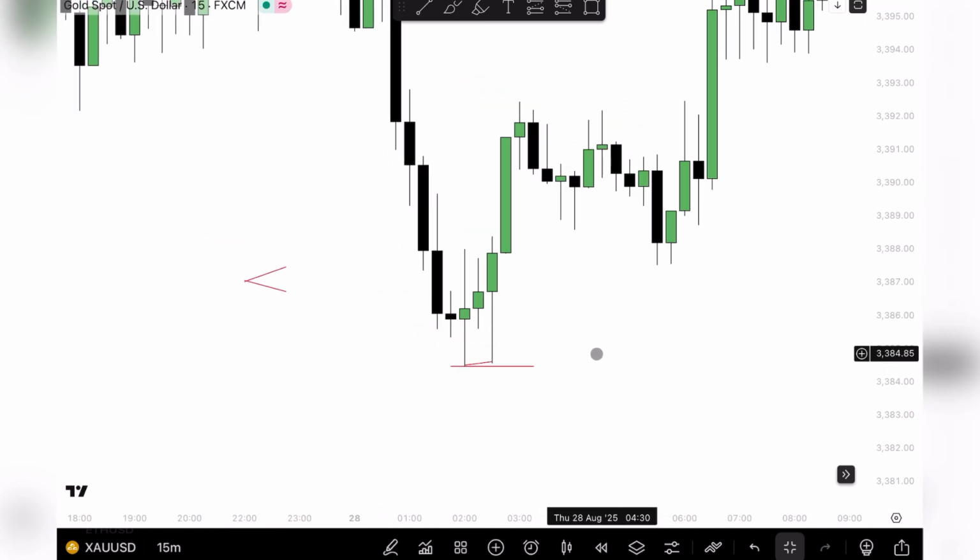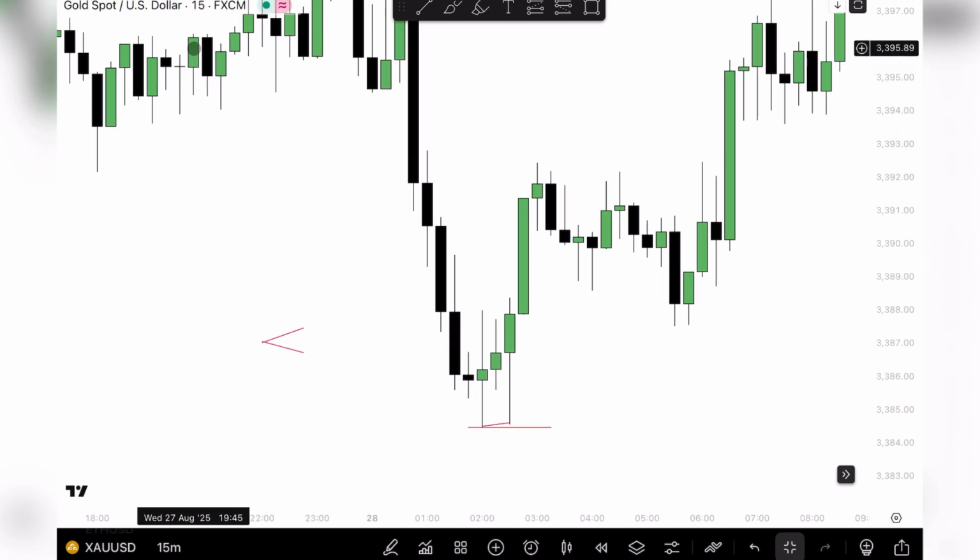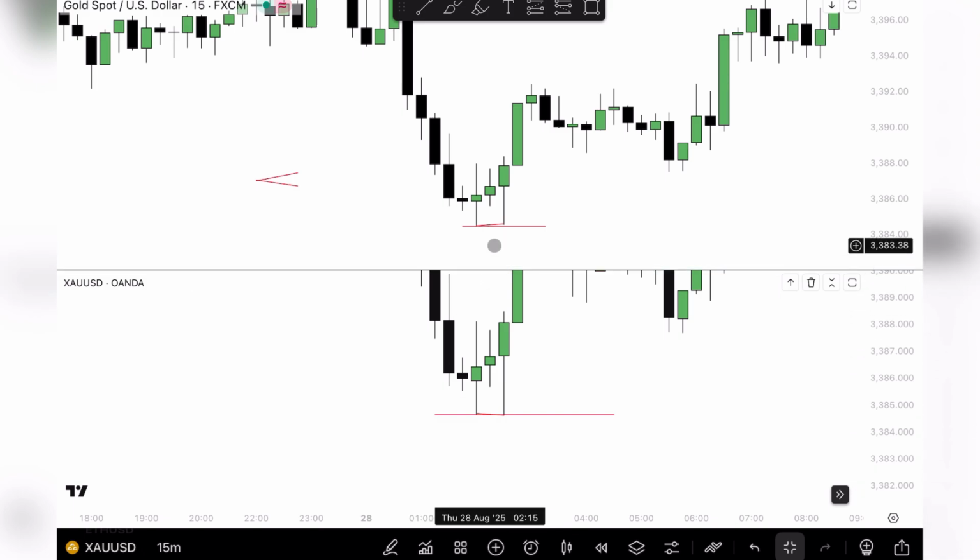So this is the first thing that we have to look for. Okay, first you open the gold chart, then you select the 15-minute time frame and the FXCM broker. Now you got this sweep in the OANDA broker, but you didn't get this sweep in FXCM.